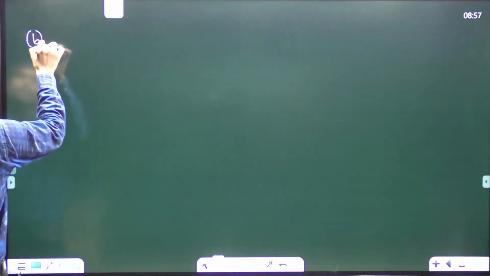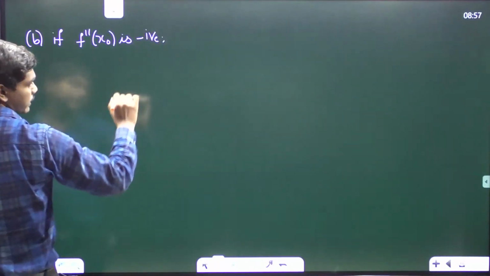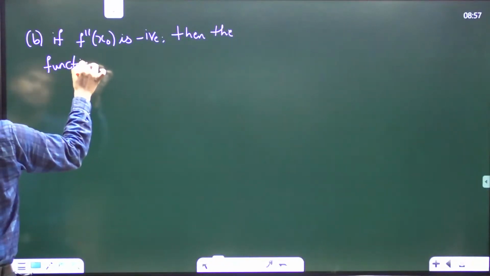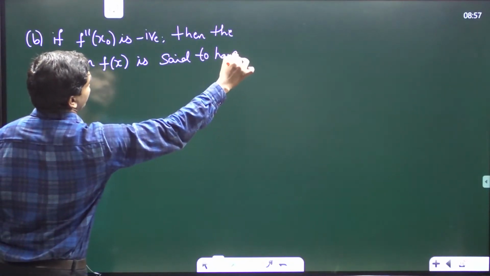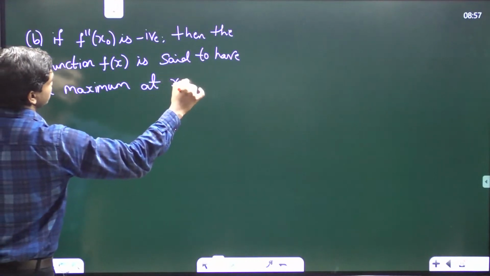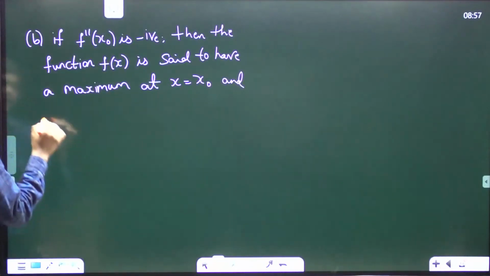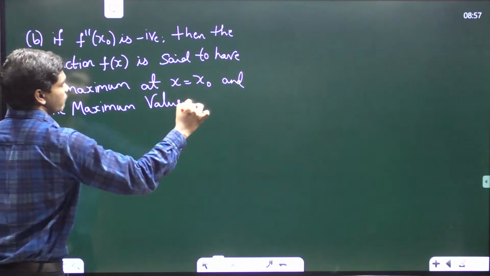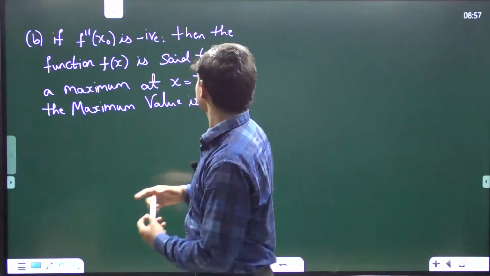B, if f double dash of x naught is negative, then the function f of x is said to have a maximum at x is equal to x naught, and the maximum value is f of x naught.